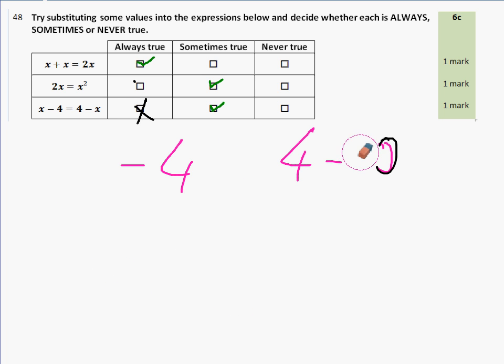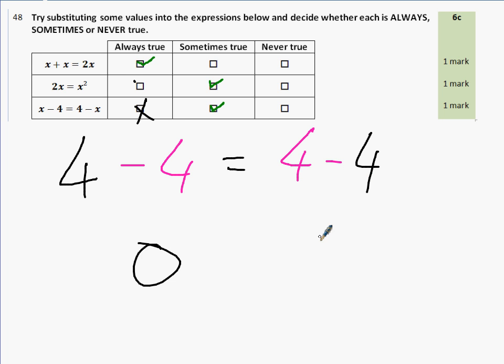What about if x was 4? Then we've got 4 take away 4 equals 4. 4 take away 4 is 0. 4 take away 4 is obviously the same thing. So yes, 0 equals 0. Ooh. So they do equal each other.